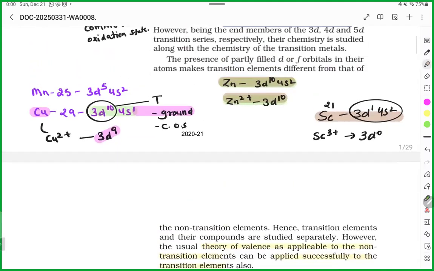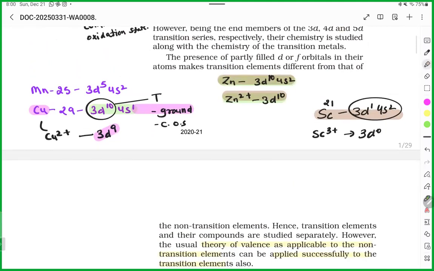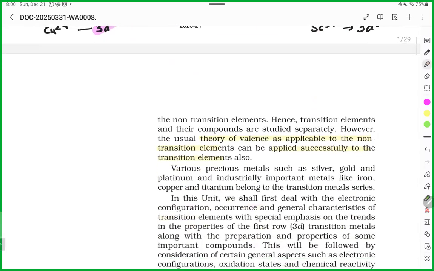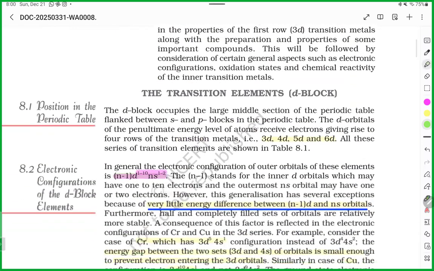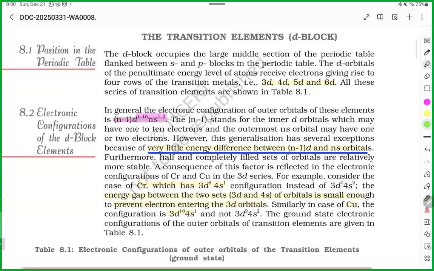So when it comes to d and f orbitals in the formation of transition elements, it is different from non-transition elements. Many properties are different. That's why we have different series. Correct? But basic things apply everywhere. That is the theory of valency, like how you calculate valency, how you lose electrons. This method is exactly the same. It was not important, but I am just telling you. D block elements lie between s and p. Very basic thing.